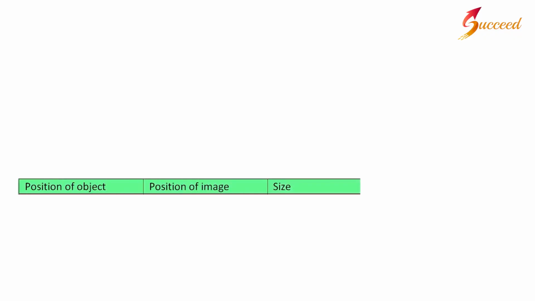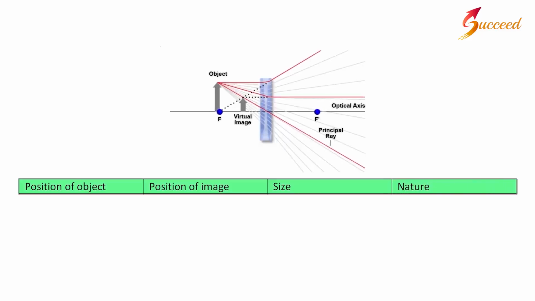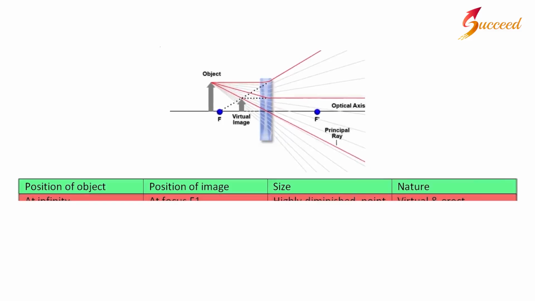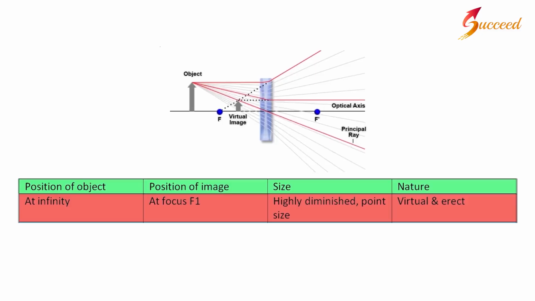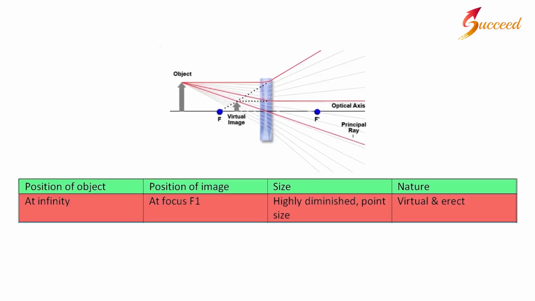Now let us learn the nature, size and position of the image for different positions of the object for a concave lens. Position of object, position of image, size and nature of the image. When the position of the object is at infinity, then the image is formed at focus f1. The size is highly diminished and point sized. Nature of the image is virtual and erect.